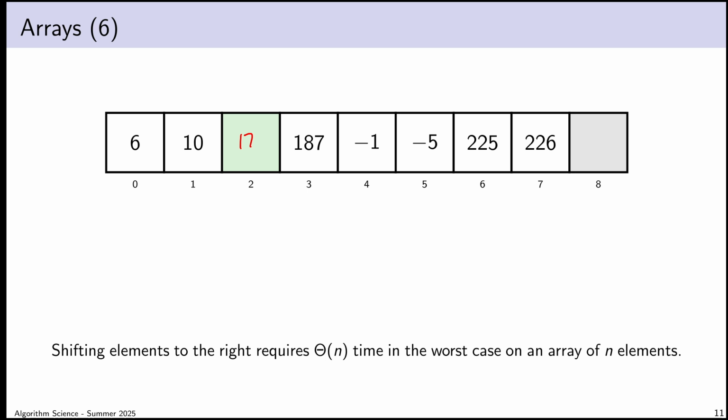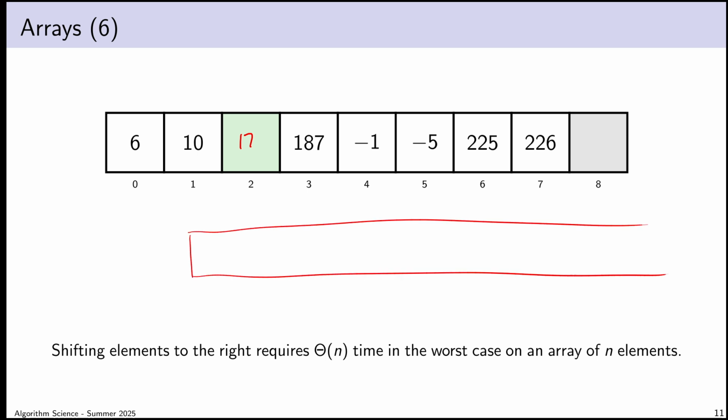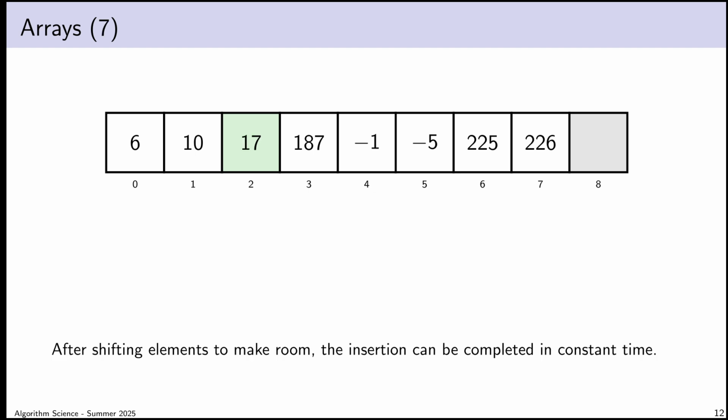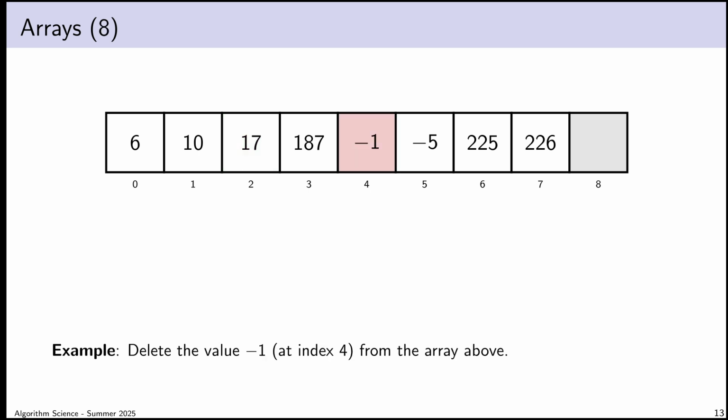If I have a really long array and I decide I want to splice something in at about index 2, then I potentially have to move n minus 2 items, which is big theta of n. I have to perform n minus 2, big theta of n, operations just to move those n minus 2 elements. Once I've done that, I just add the element 17 to the space that was freed.